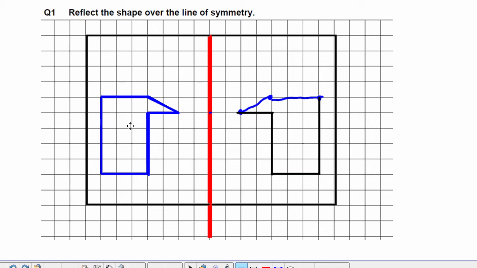So the shape should be facing itself. It shouldn't be the same direction. It's a mirror image, so it's kind of the opposite of what it looks like.